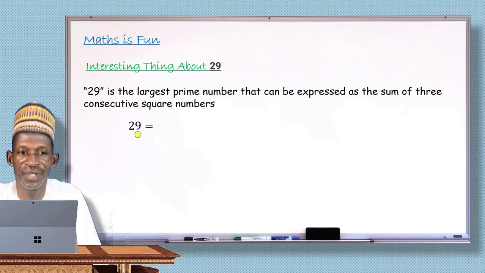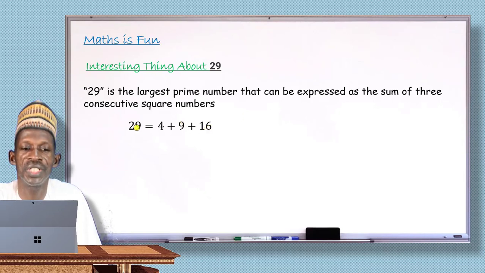So 29 equals 4 added to 9 gives you 13. 13 plus 16, you now get your 29 back. And if you check 4, 9, and 16, all of them are square numbers. And if you write the sequence of square numbers, you discover 4, 9, and 16 are consecutive. So among the prime numbers, it is this 29 that is the largest that can be expressed as a sum of square numbers that are consecutive to each other. We see more of these things in mathematics in our subsequent lessons.